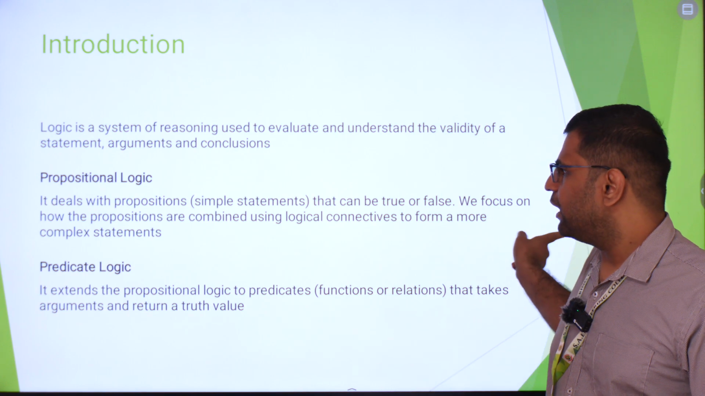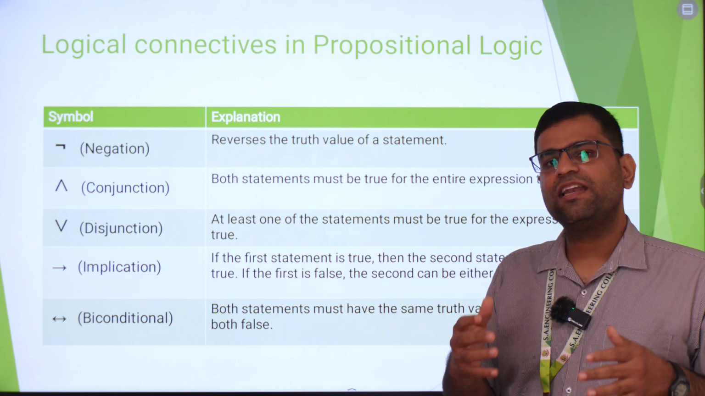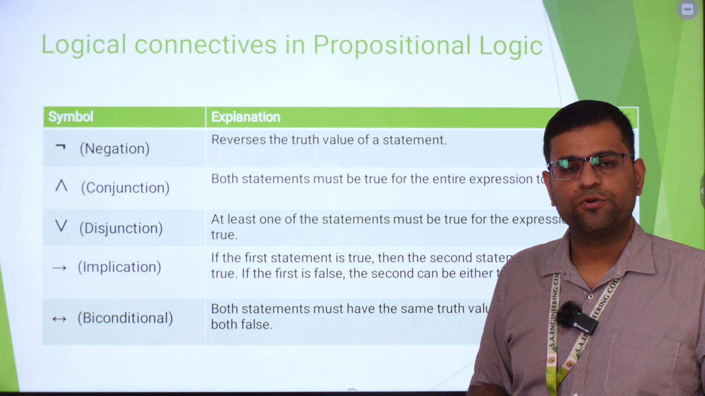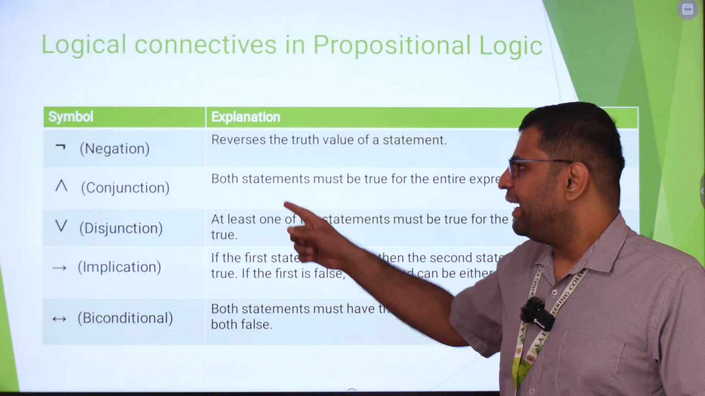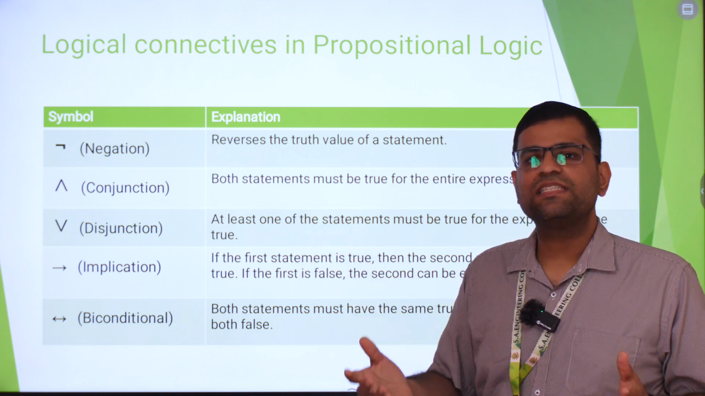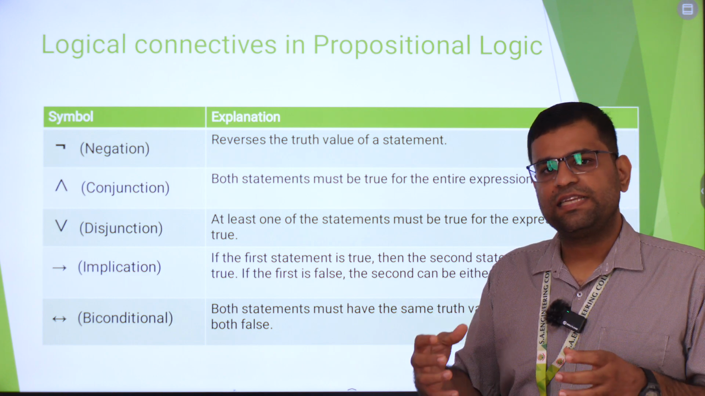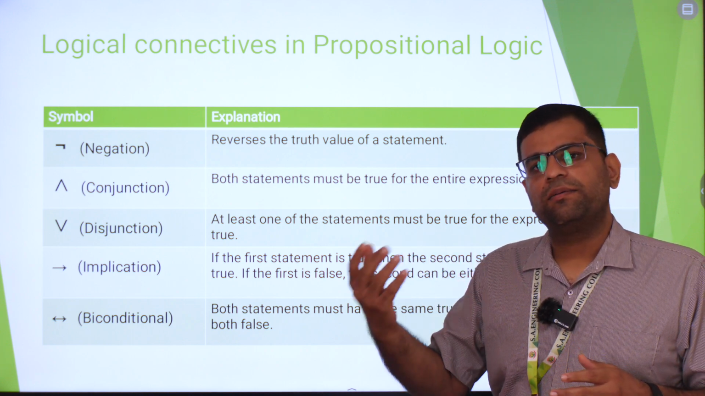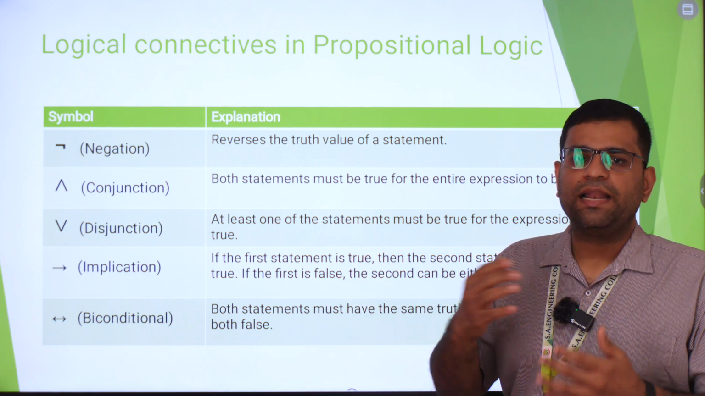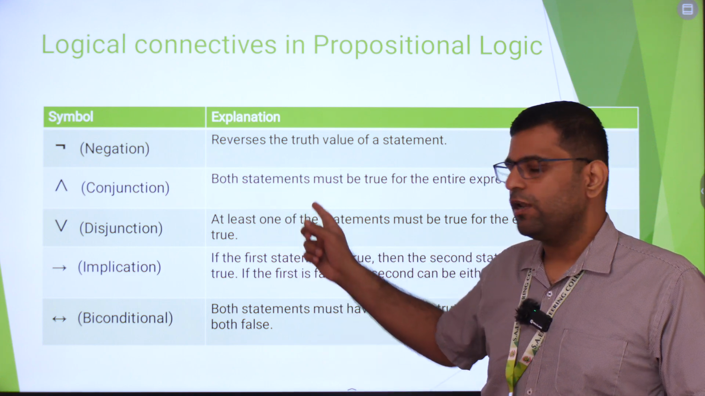So let us look at logical connectives. There are different logical connectives in propositional logic. The first logical connective is negation. It basically reverses the truth value. If a proposition or a statement is true, then it reverses it to false, and vice versa. So the negation symbol reverses the logic.